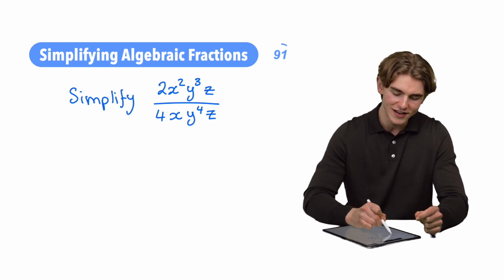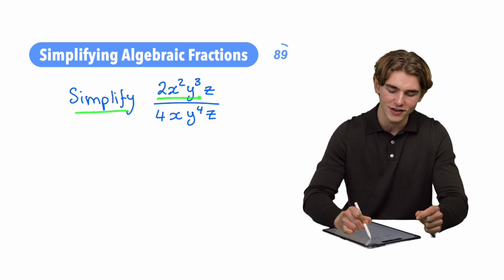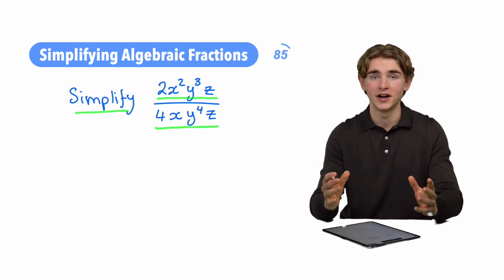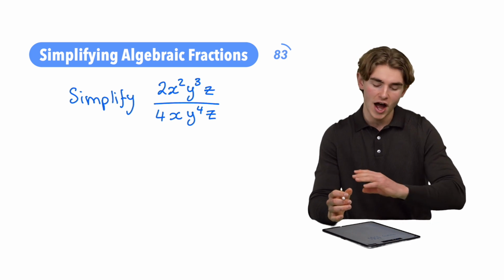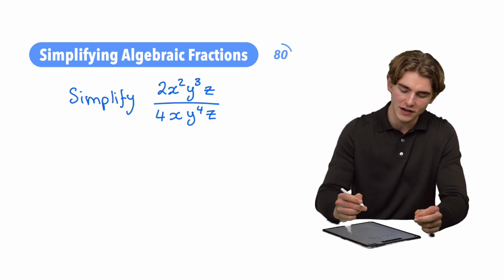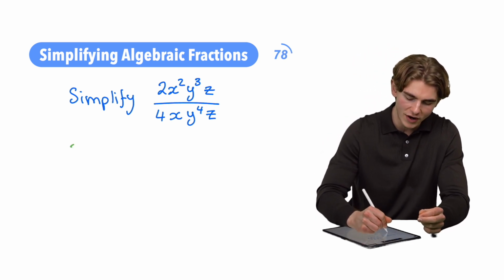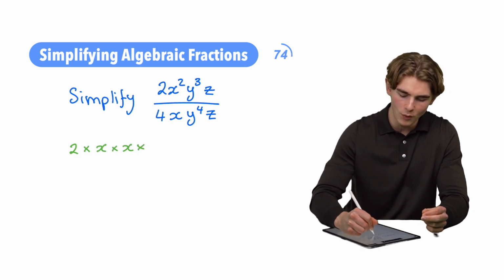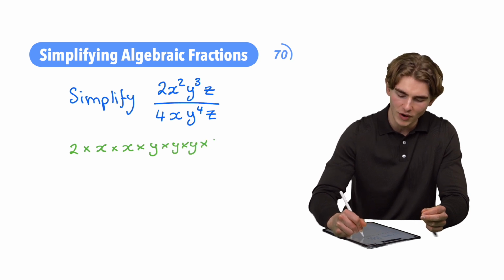This question asks us to simplify 2x squared y cubed z over 4xy to the power of 4z. What are we going to do? First of all, to illustrate this, I'm going to divide our top and bottom into its respective factors. So on the top, we're going to have 2 times x, that was our x squared. Then we're going to have times y, times y, times y, that's going to be our y cubed. Then we're going to have times z.